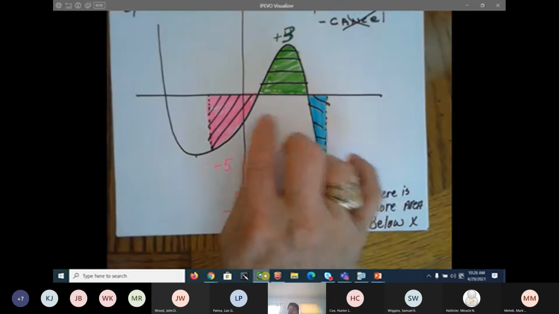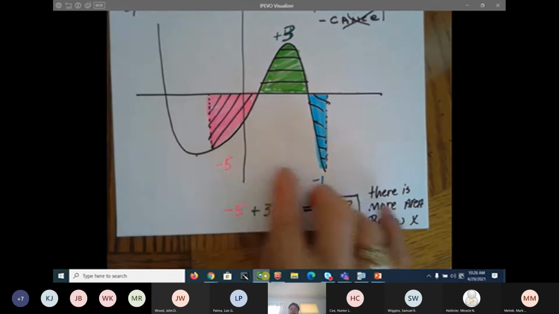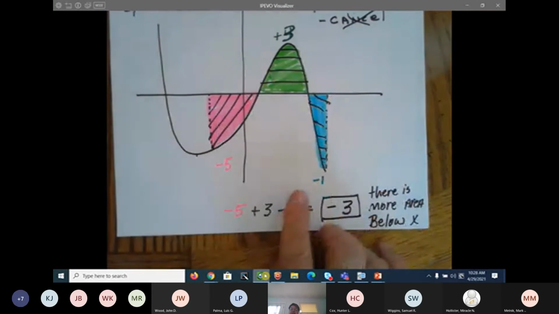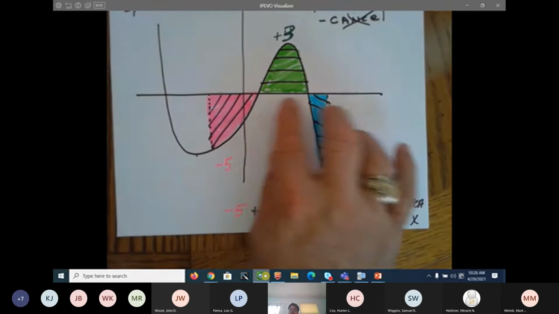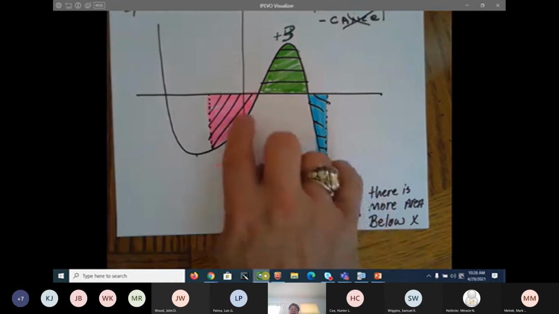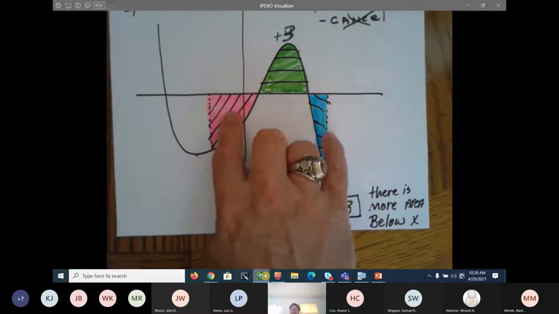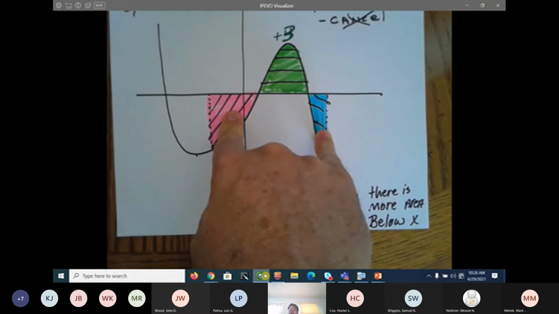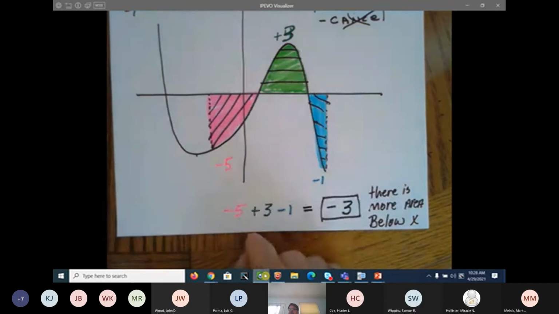So when you have something that's not symmetrical, which this is not symmetrical, as far as the regions, then you just do what with the areas? You just add them up. And the negative will tell you that you have more area under the curve because the area is -3. So that means that there's more area in the pink and the blue region than there is in the green region. Capiche?